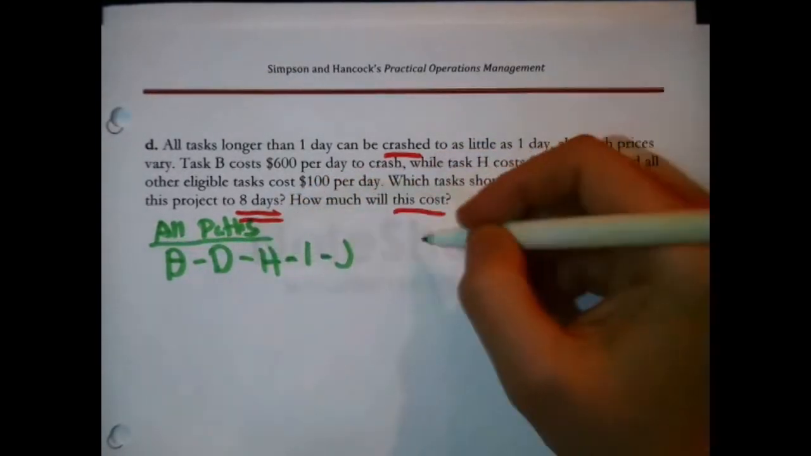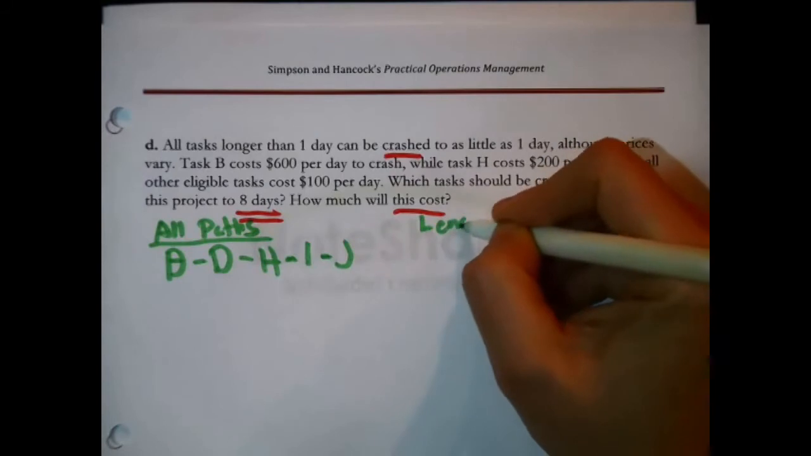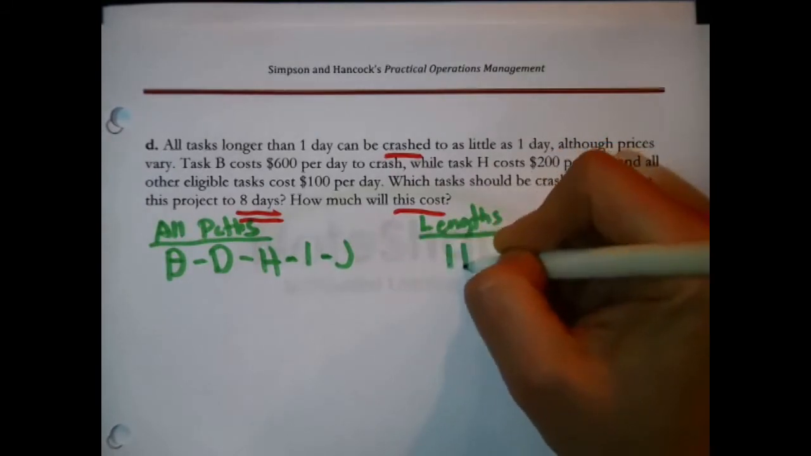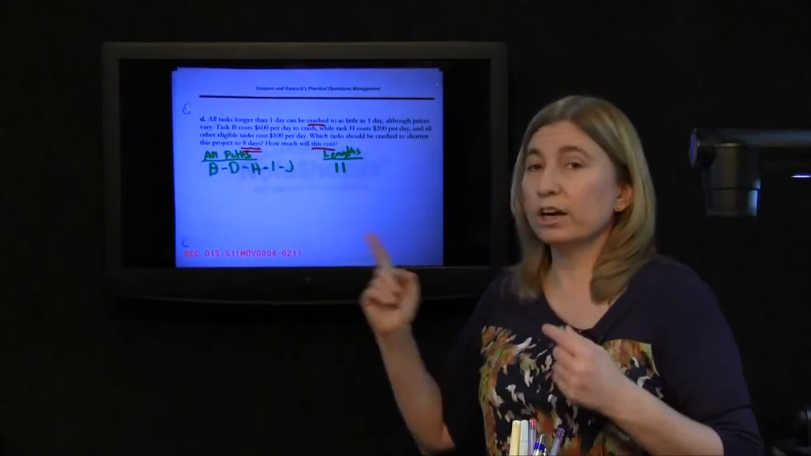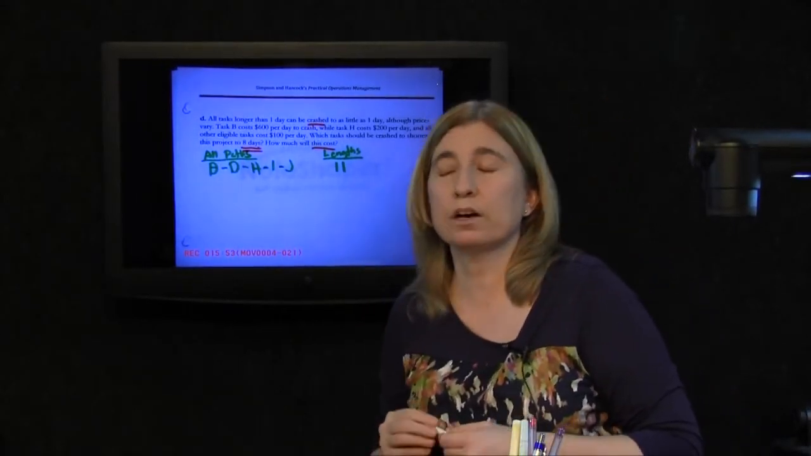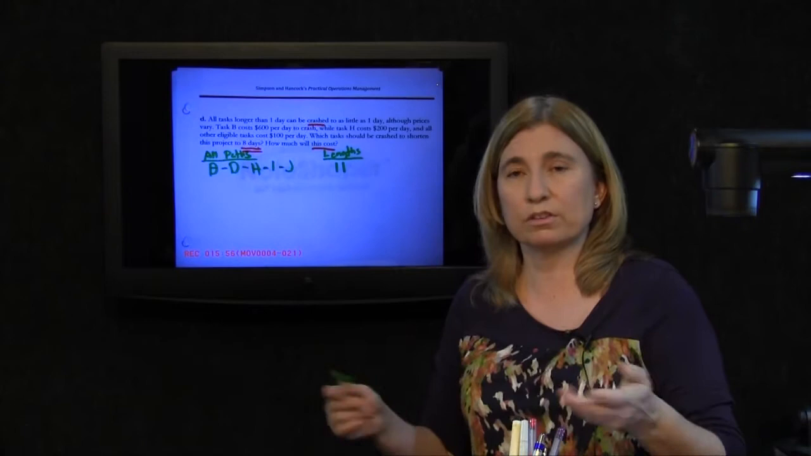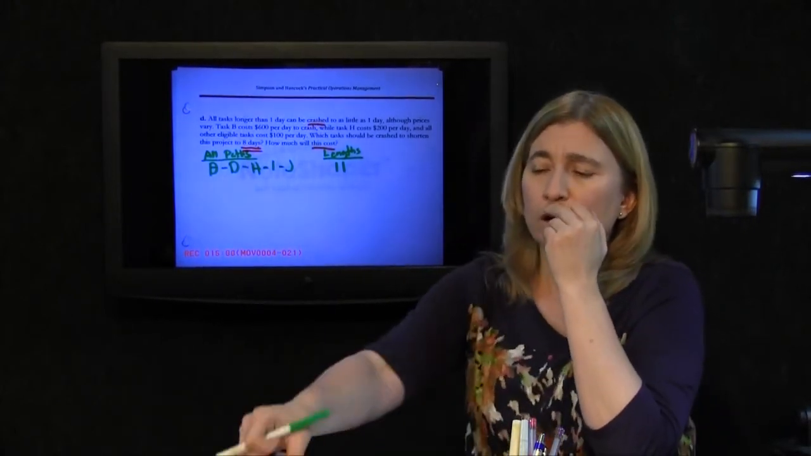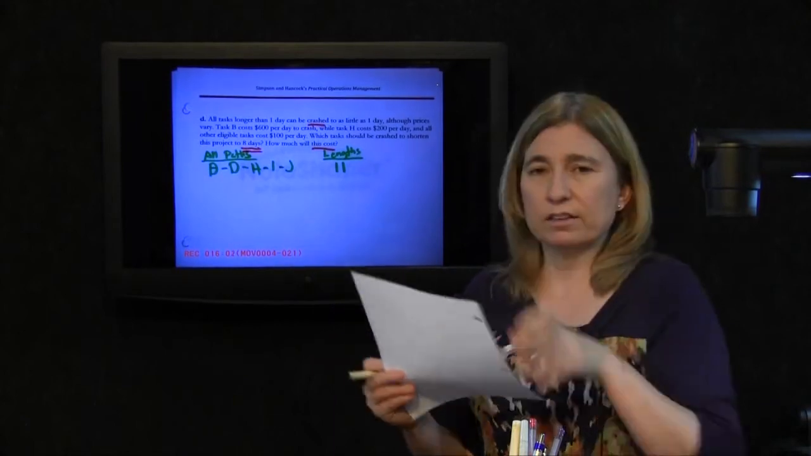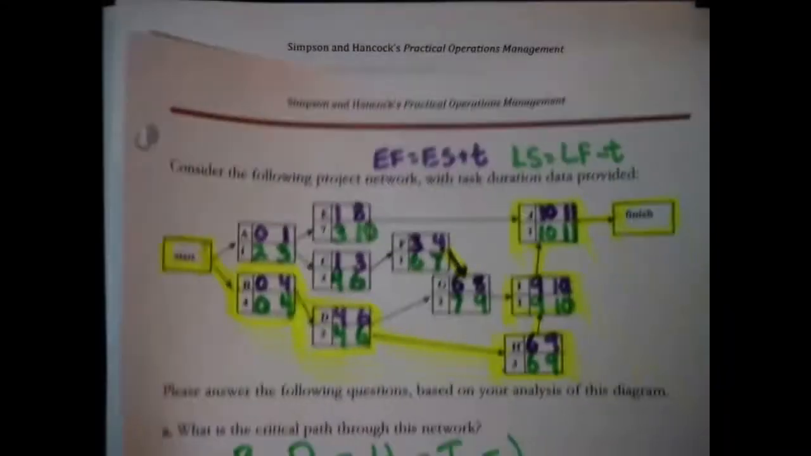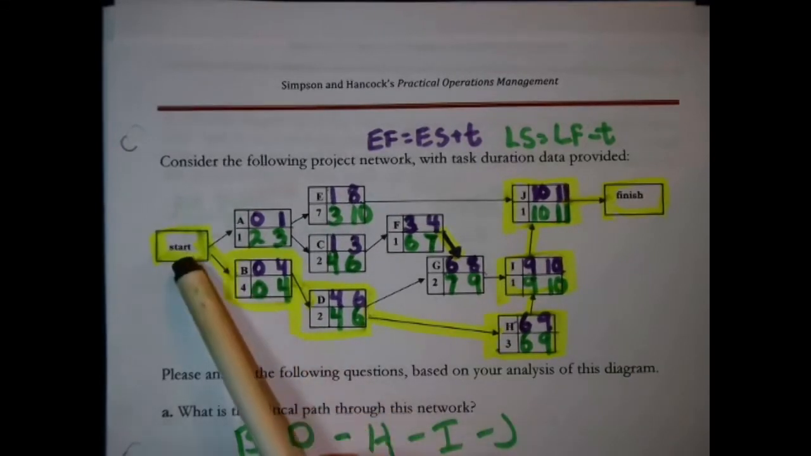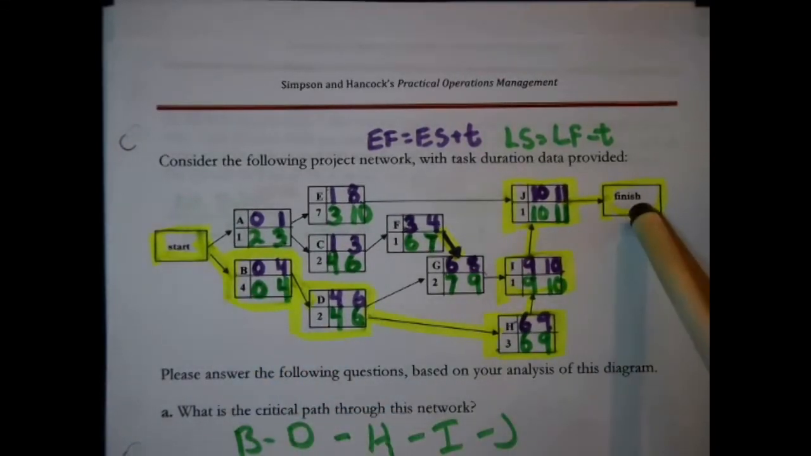Really what would be handy here is to have a worksheet that also tells me the lengths. For instance, I know that the length of BDHIJ is 11 days because the length of the critical path is the length of the project, and we've already been there. We know the project's 11 days long. If you look at this diagram, though, there are 3 other paths. A path is any route from start to finish.